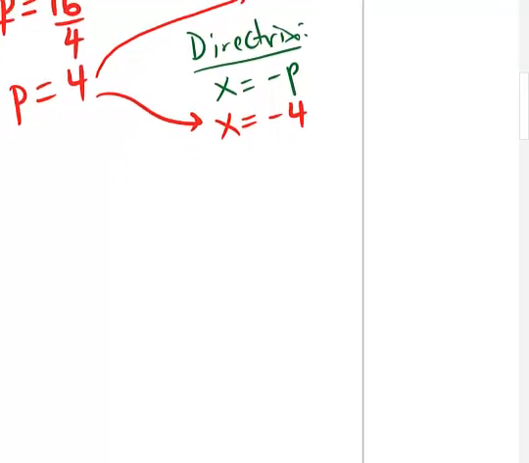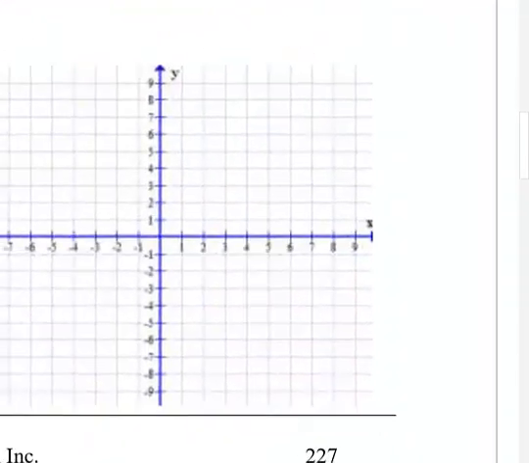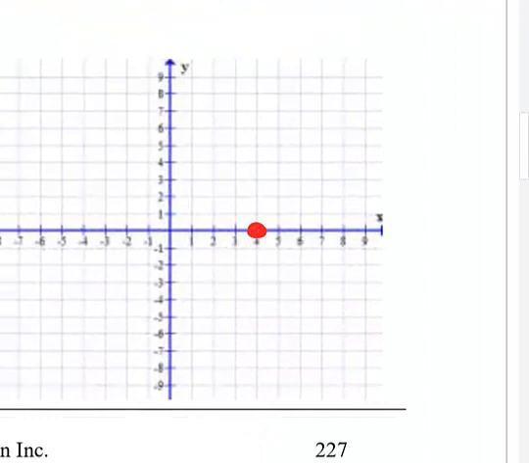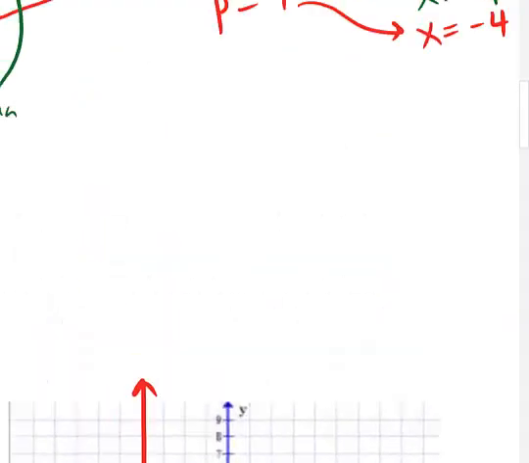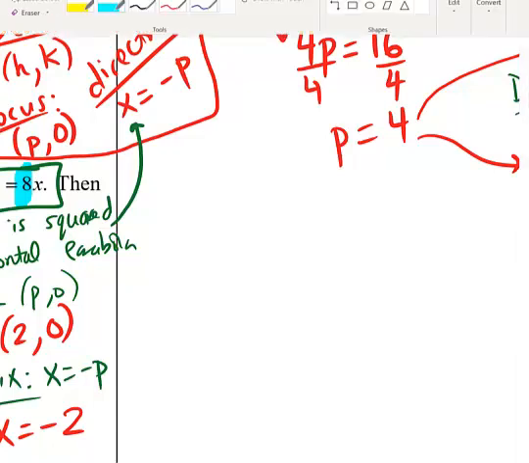So I'll plot those points. Let's see, 4, 0, x equals negative 4. 4 zero is here. X equals negative 4 is here. And then we need to know the vertex in order to kind of figure this guy out.